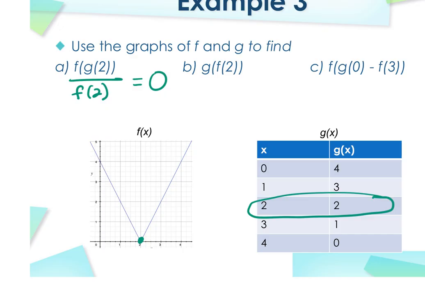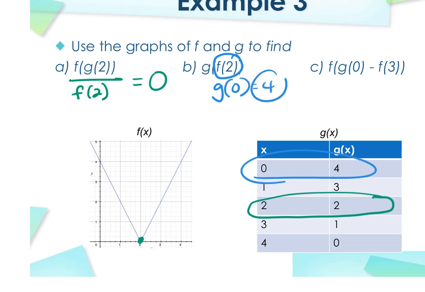Okay. All right, go to B. G of f of 2. Well, what's f of 2? 0. What's g of 0? 4. So it's not a two-part answer. It's just the last answer.